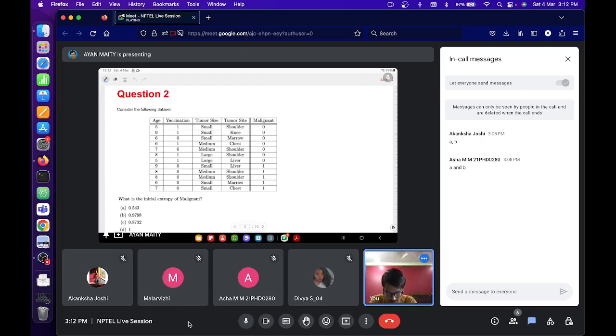So a small data set is presented here, and you have to find out the initial entropy for this decision. This is the decision variable, or Y we can say, malignant. The input features are age, vaccination, tumor size, and tumor site. So these are the four input features, and the Y or the decision variable is malignant. So you have to find out the initial entropy of malignant.